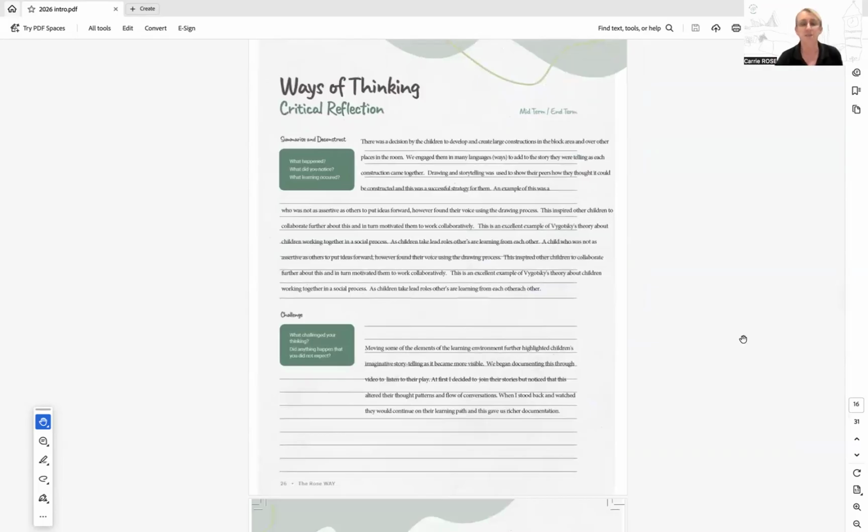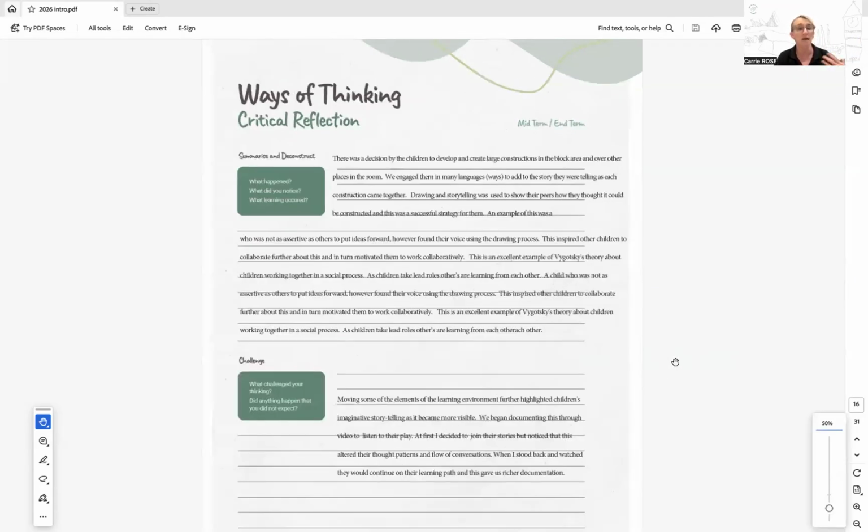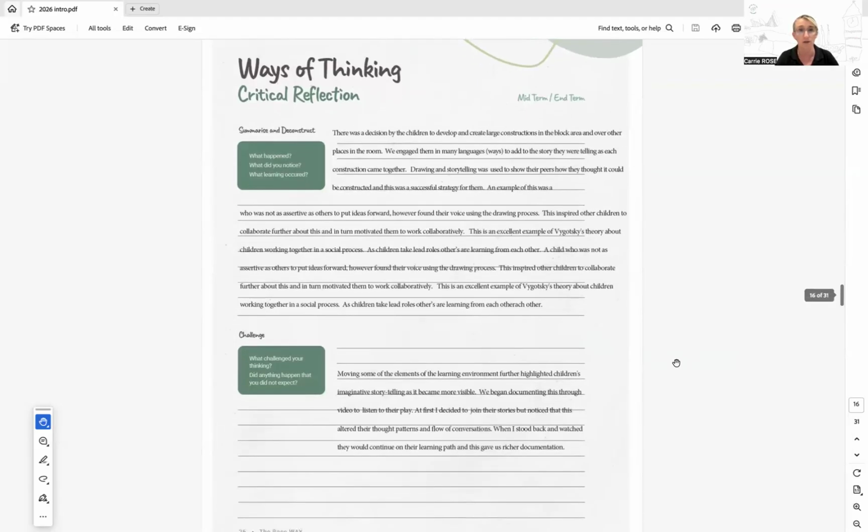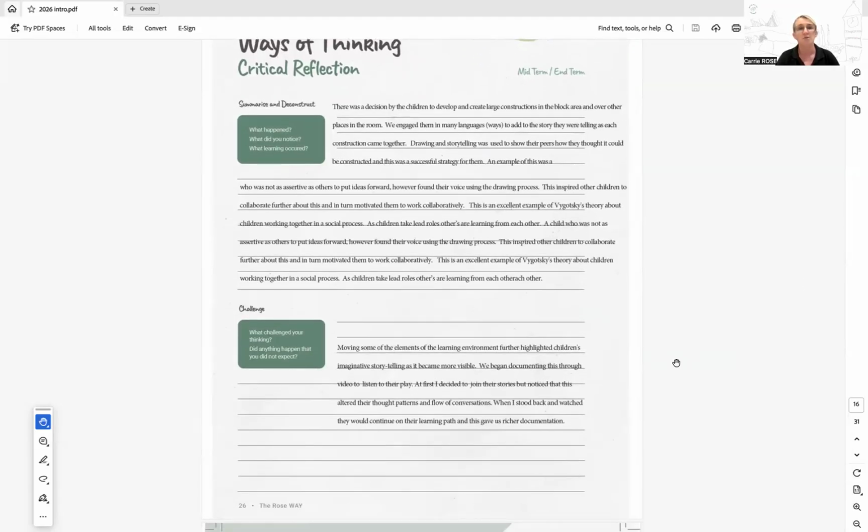All right, so the last part is this critical reflection work in the journal. So in the educator's journal in weeks 5 to 6, and then again in weeks 10 and 11, we look at and do critical thinking about the last 5 or 6 weeks of actual play and learning. We look at what happened, what we noticed, and what learning we think might have occurred over that 5 to 6 week period. We think about what's challenged us or what happened that we didn't really expect to happen. This is a really great way to identify unconscious biases that we might have.